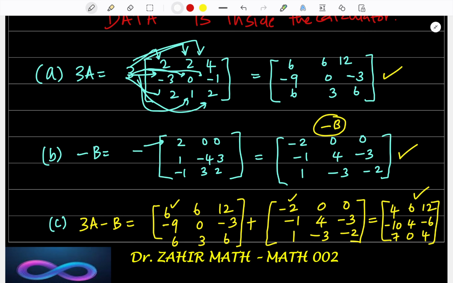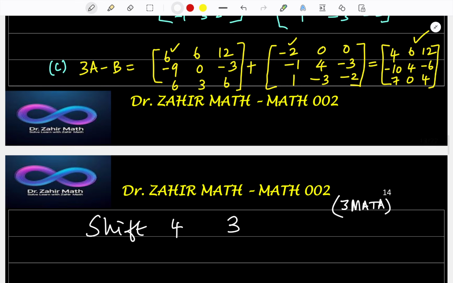Yes, 3A, which is 2 minus 4. No, I made a mistake. 3 times shift 4 and then mat A, which is 3. 3 times 3. Yes. Okay, let me recollect again. So just forget what I said.